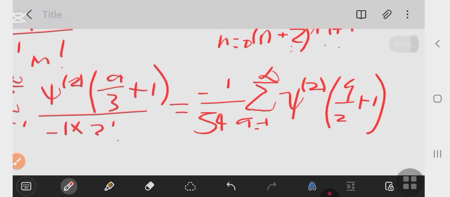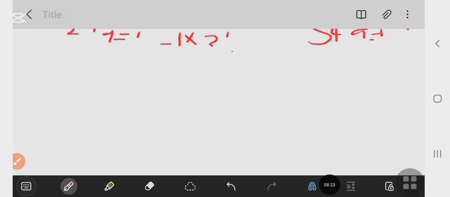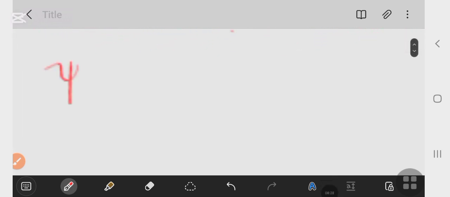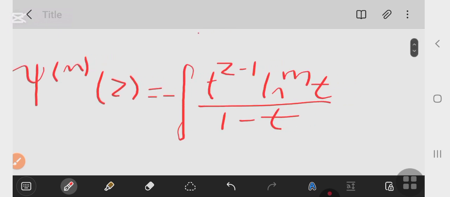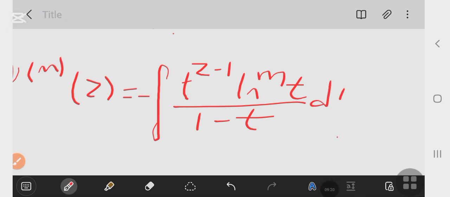Now there's one other thing we're going to learn about Polygamma functions, and it is that, note, Polygamma m of z is equivalent to minus the integral of t raised to the power of m minus 1 multiplying ln to the power of m, this is z, this is where z falls in, then here I have t all over 1 minus t dt.